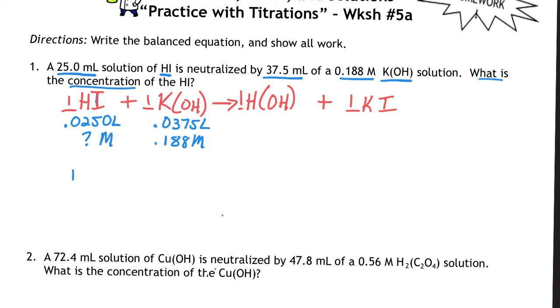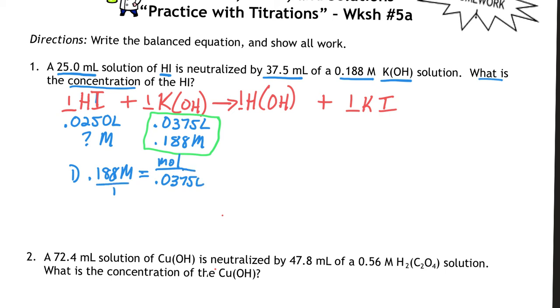So step 1 is going to be to take my known and find the moles. So the formula for molarity: molarity is equal to moles divided by liters. So I've got the molarity here is equal to moles, which is what I'm going to solve for, divided by liters, which was 0.0375 liters.